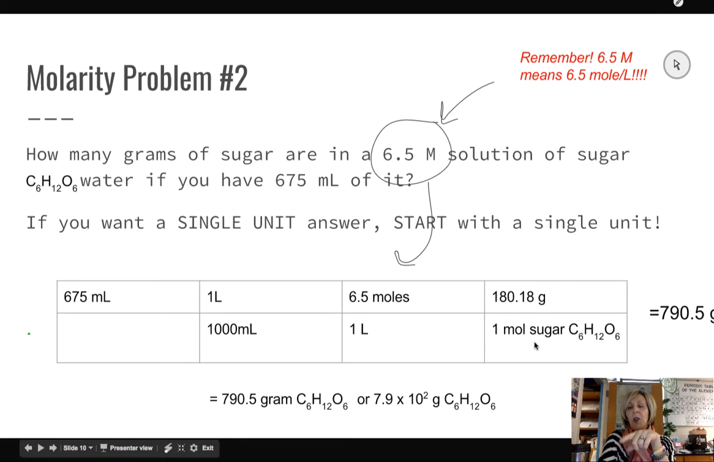So I have moles at the top, but my question says how many grams, so then I have to convert using the molar mass of glucose. In 1 mole of C6H12O6, which is glucose, the molar mass is 180.18 grams. And so my moles cancel, and I get to grams, and I do the math, and I get 790.5 grams. 790.5 grams looks like I only have 2 sig figs, so then I put that in scientific notation with 2 sig figs, and that's my answer.